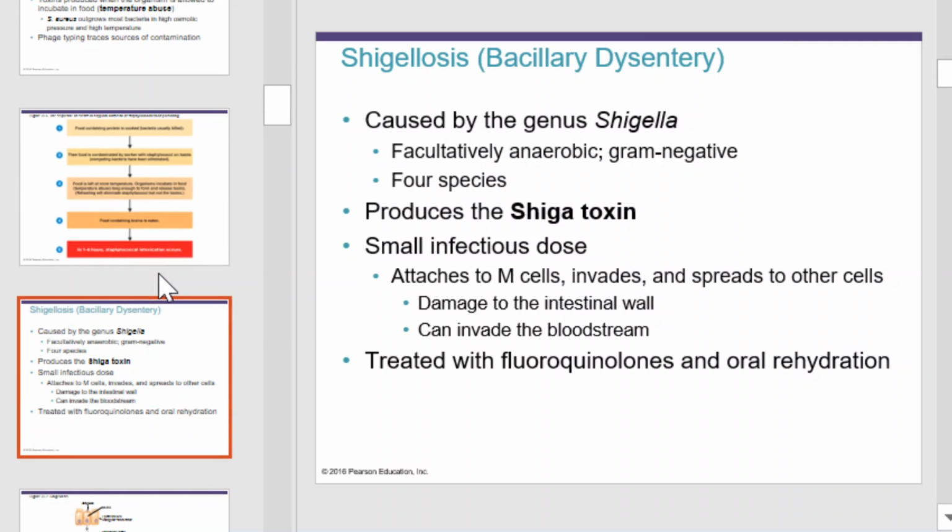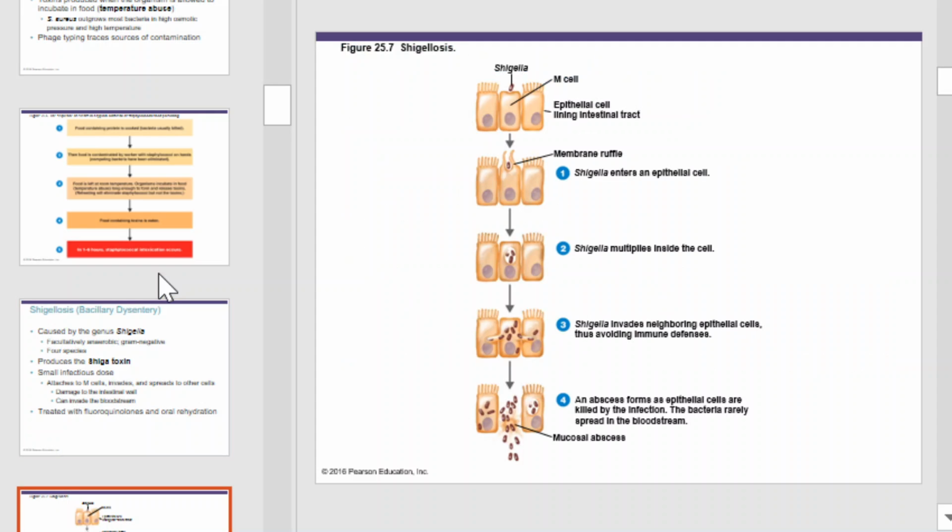Shigellosis. Shigellosis is caused by the genus Shigella, a facultative anaerobe gram-negative organism, of which there are 4 species. It produces the Shiga toxin. It has a very small infectious dose and attaches to M cells, invades and spreads to other cells, can damage the intestinal wall, and can invade the bloodstream. It's treated with fluoroquinolones and oral rehydration. This is an illustration of shigellosis.